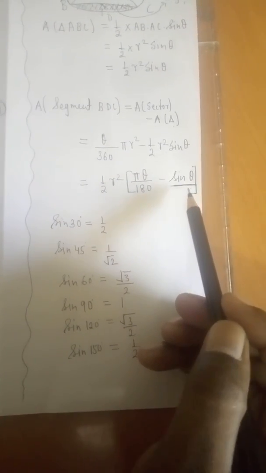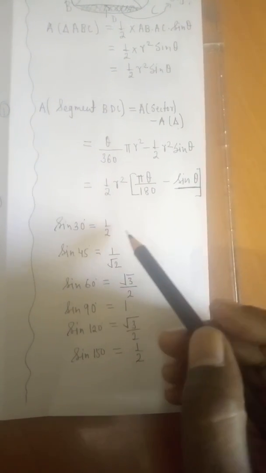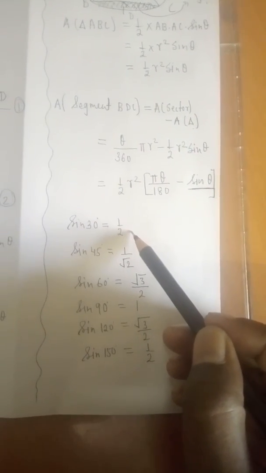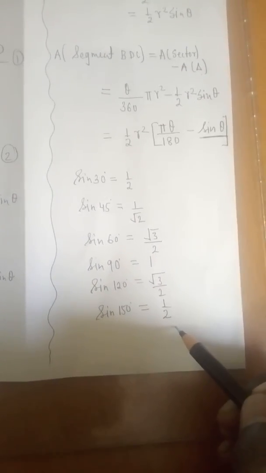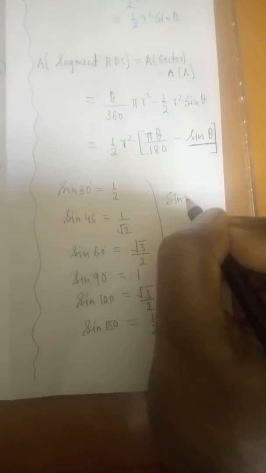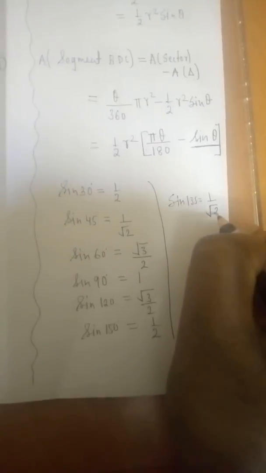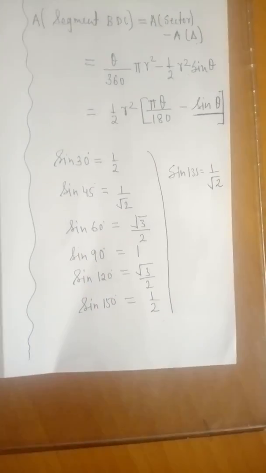Just for your reference, I have mentioned some of the sine ratios of different angles. Sine 30 equals 1 upon 2, sine 45 is 1 upon root 2, sine 60 is root 3 upon 2, and sine 90 is 1, sine 120 is root 3 by 2, sine 150 is half. If you want to make a note, you may write sine 135 as again 1 upon root 2. These are some of the sine ratios.